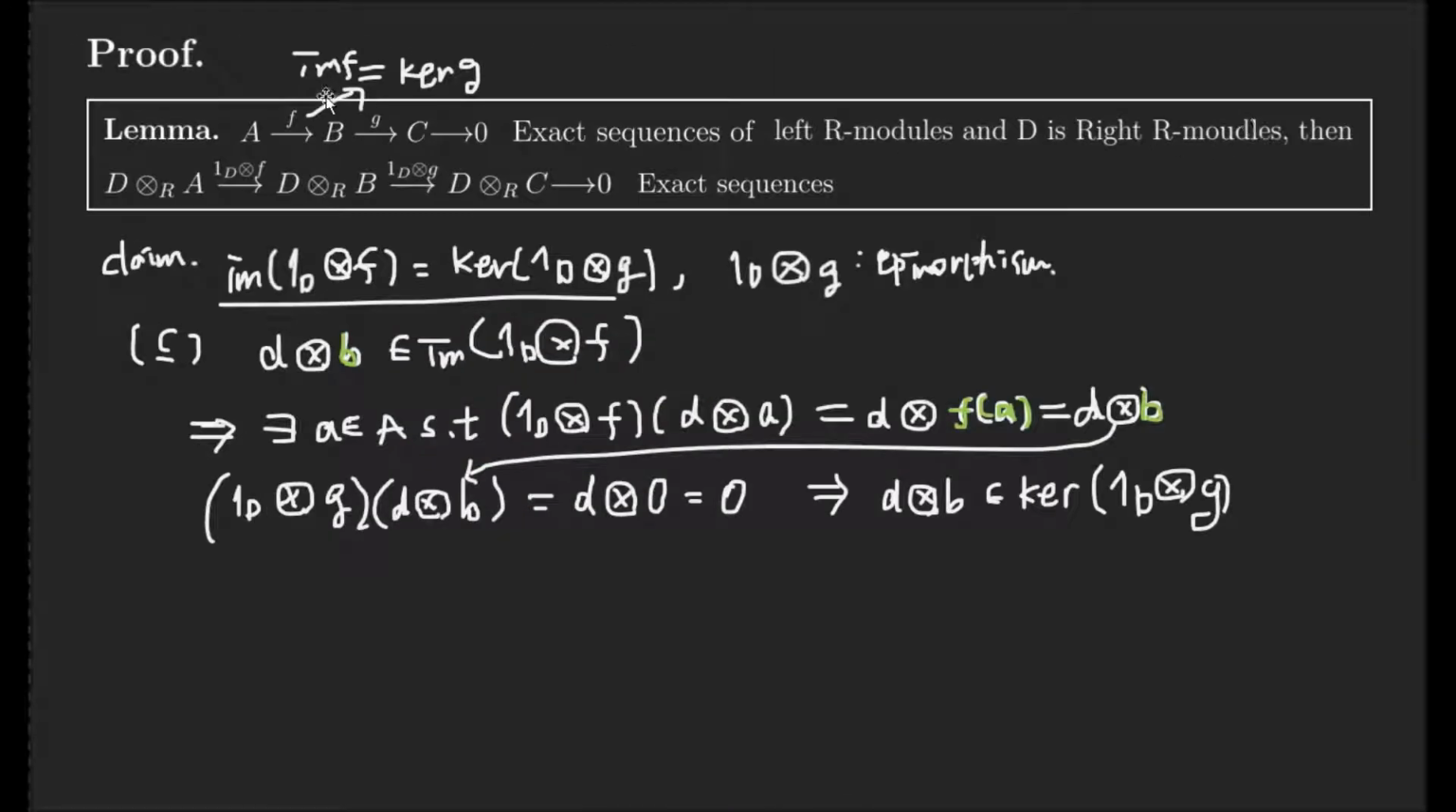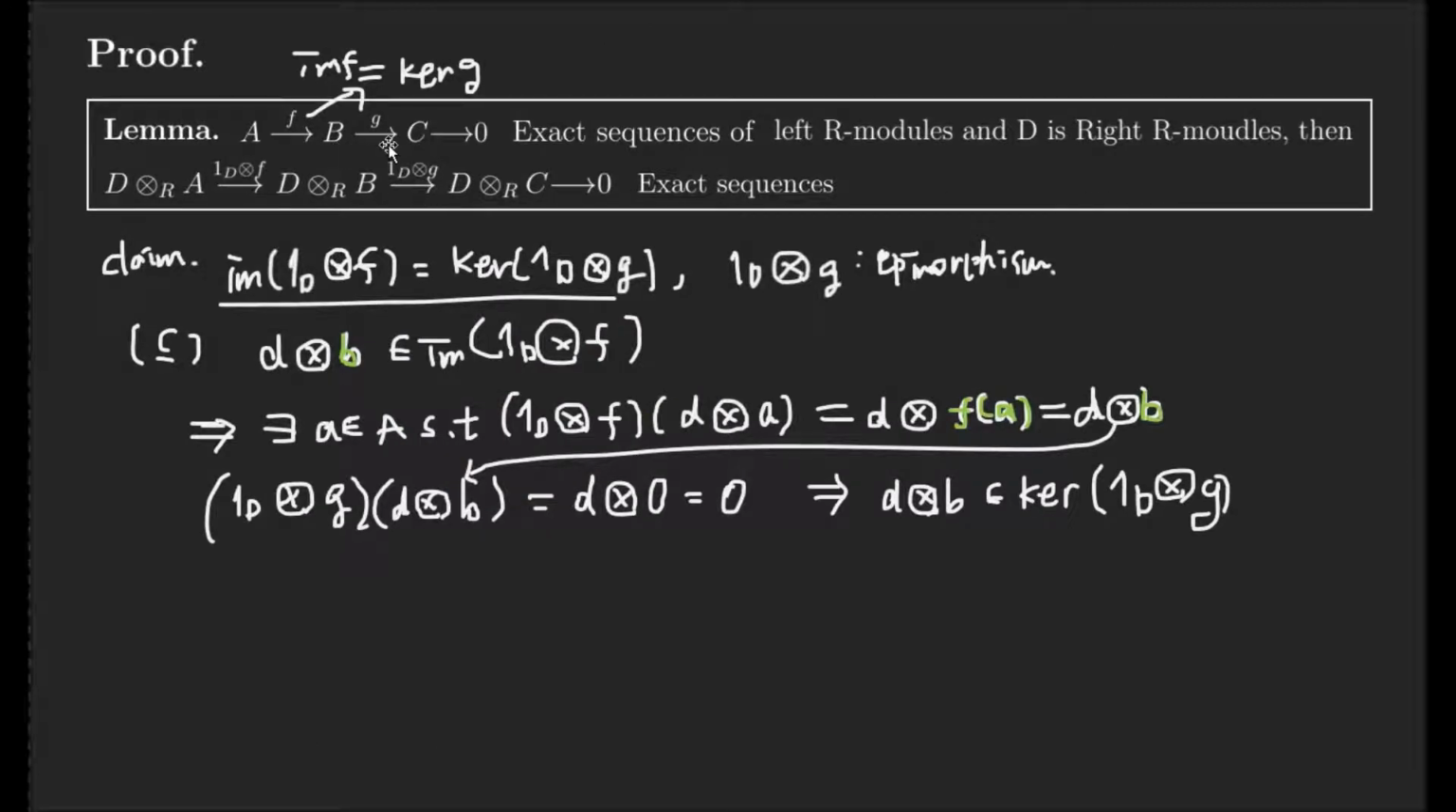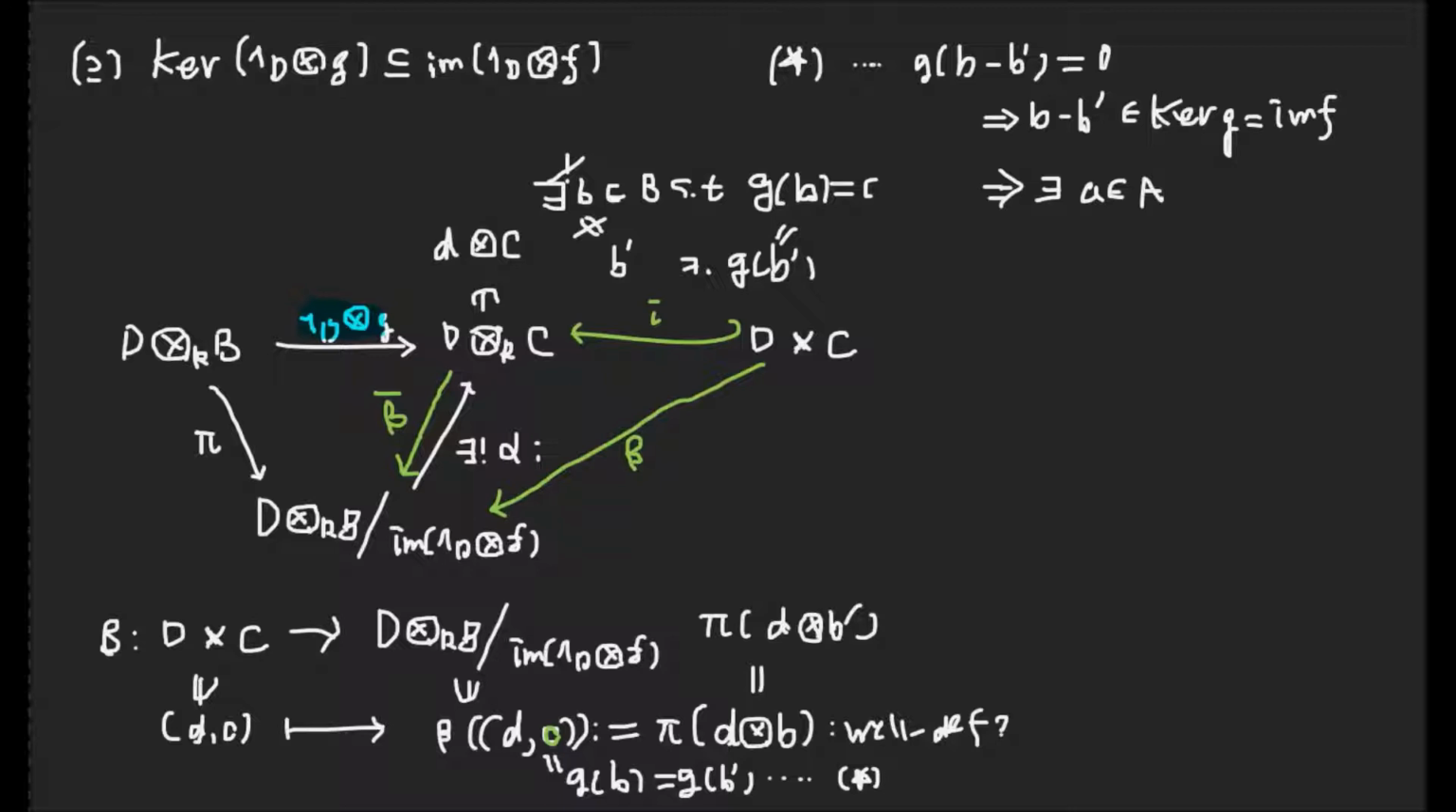This means b minus b prime is contained in the kernel of G. But anyway, by using the definition of the exact sequence, this is the image of F. This means there exists an element a in A, in this case kernel G equals image F, such that F of a is equal to b minus b prime.